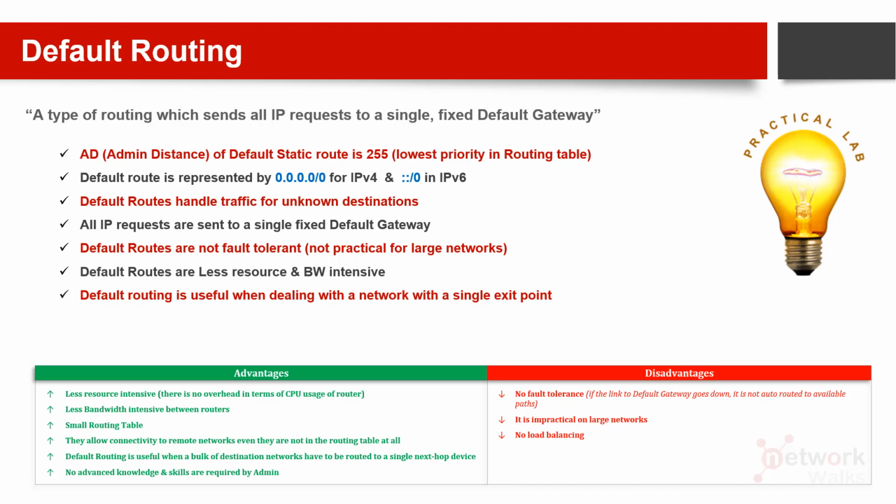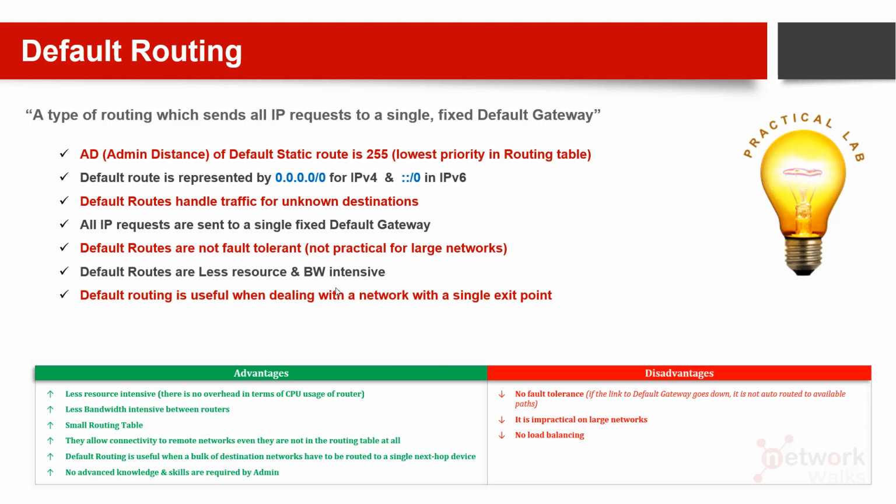The default routes are not fault tolerant, same like static routes. If the default gateway is down, we don't have any other way. We have to repair or replace that. We have to rectify the fault. Since we have one single destination, we don't have to make decisions like dynamic routing or like static normal routing. So it does not take much resources and much bandwidth.